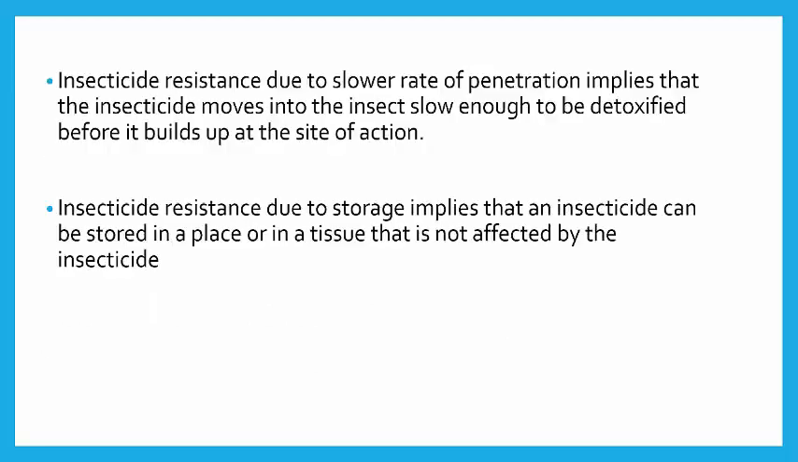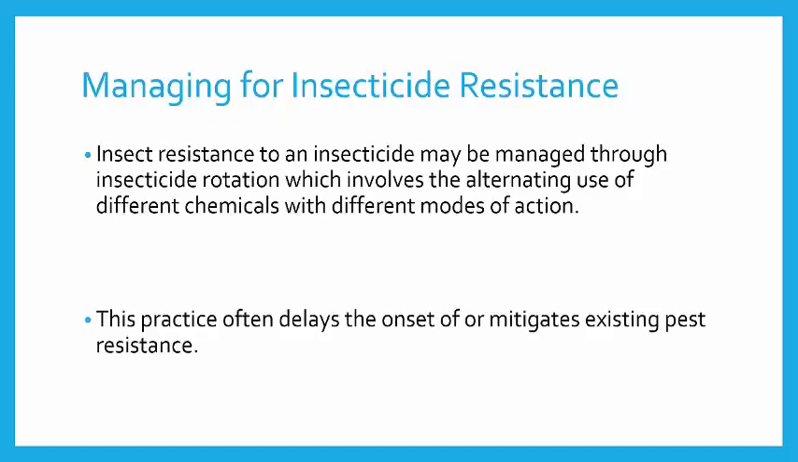Avoidance is also called behavioral resistance. It is when the insect has the ability to avoid contact with insecticides. It is known to occur in some insects such as mosquitoes. Insecticide resistance due to a slower rate of penetration implies that the insecticide moves into the insect slowly enough to be detoxified before it builds up at the site of action. Insect resistance due to storage implies that an insecticide can be stored in a place or in a tissue that is not affected by the insecticide.